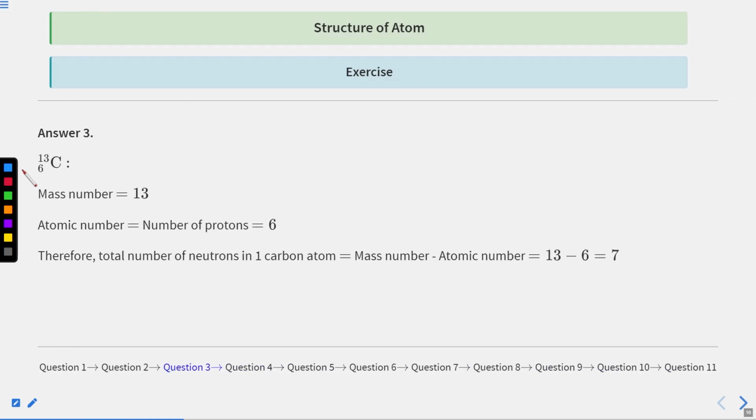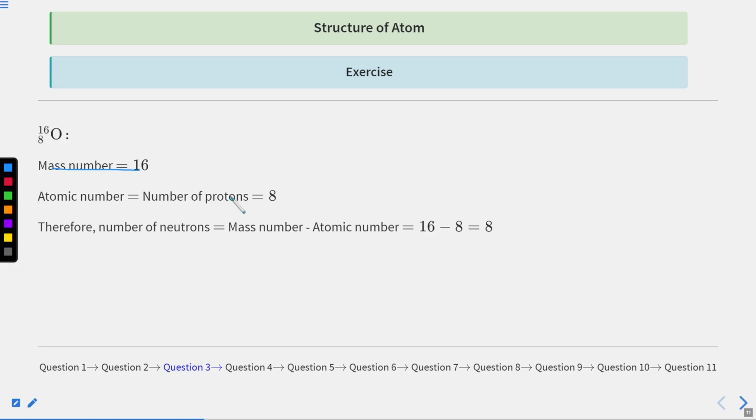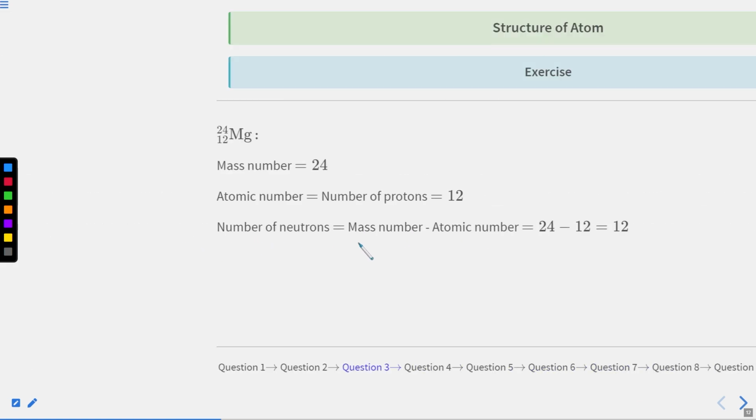So the same thing is done here. The mass number is 13, the atomic number is 6. So that would be the number of protons. The total number of neutrons will be 13 minus 6, 7. Again, the mass number is 16. So the atomic number is the number of protons, and the number of neutrons will be mass number minus atomic number, that is 8.